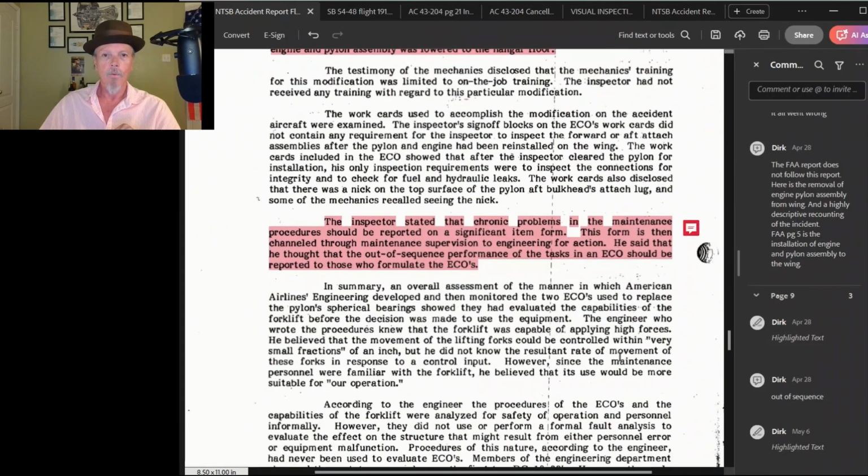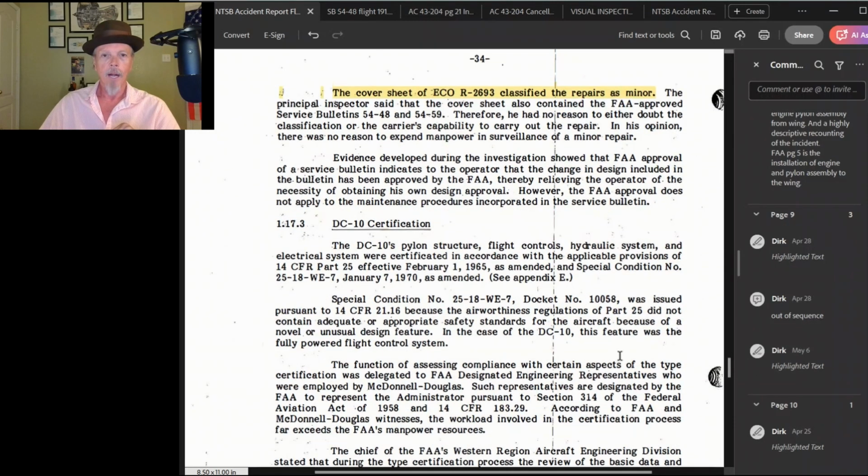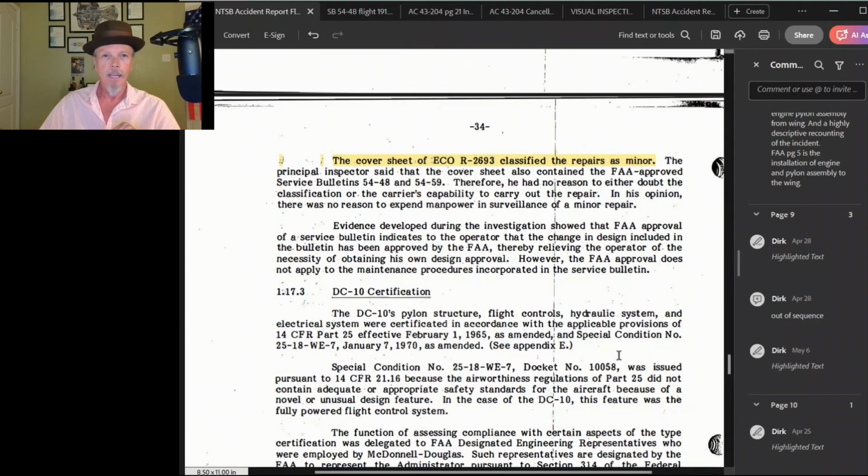So I don't want to tell you exactly what they found yet, but I will say here, the cover sheet of the ECO, which was R2693, classified the repairs as minor. Now, changing the bearing is minor, but I'm thinking that if you're going to have to drop an engine and a pylon off the wing to do that, you might want to classify it as a major repair.